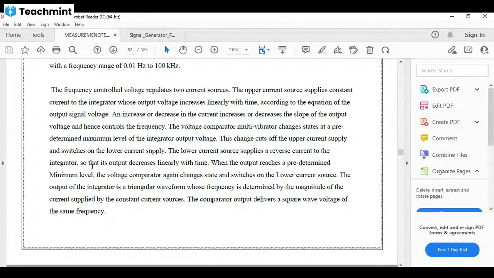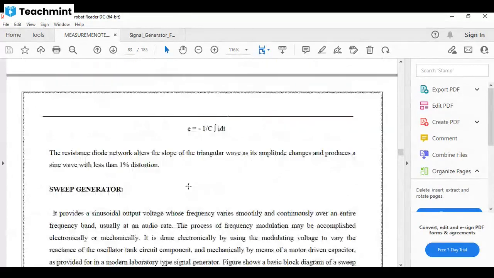So that the output is decreased linearly with time, and when the output reaches a predetermined minimum level, the output comparator again changes the state and switches on the upper current source. And the output is a triangular wave whose frequency is determined by the magnitude of the current supplied by a constant current source. And the comparator output delivers the square wave voltage of the same frequency. तो हम लोगों को ट्रायंगल भी मिलेगा, स्क्वायर वेव भी मिलेगा, साइन वेव भी मिलेगा. तो ये गया मेरा.